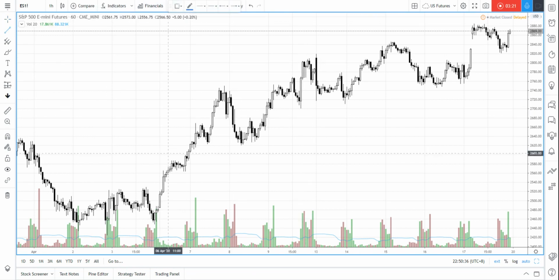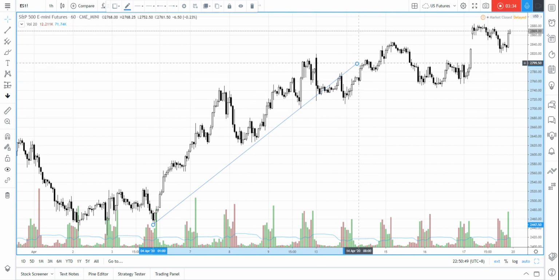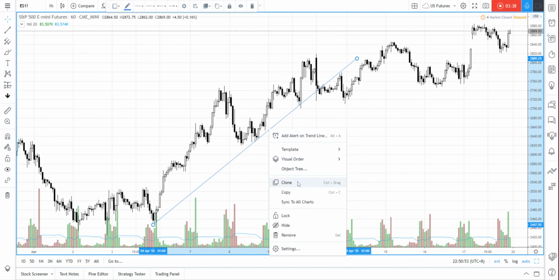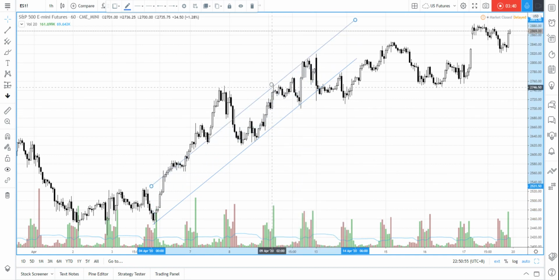First of all, you can see that we have a strong move up here. If we connect this low here to maybe this low and then this low, and yeah, that's about right, then we can just clone this line. So this will become our channel.